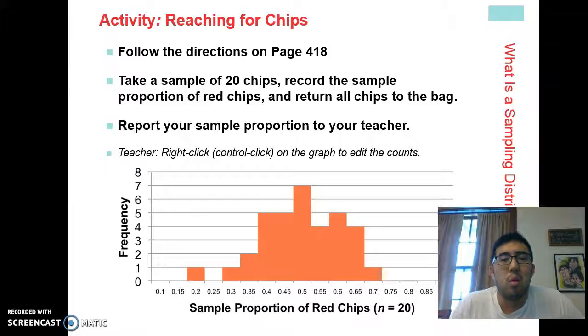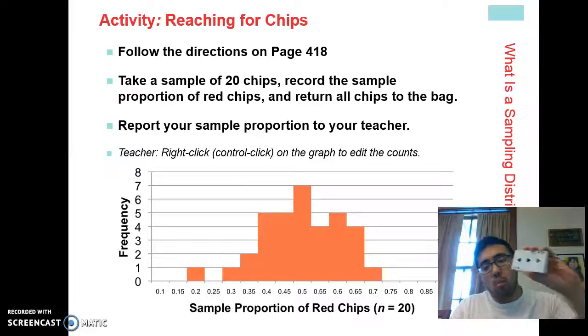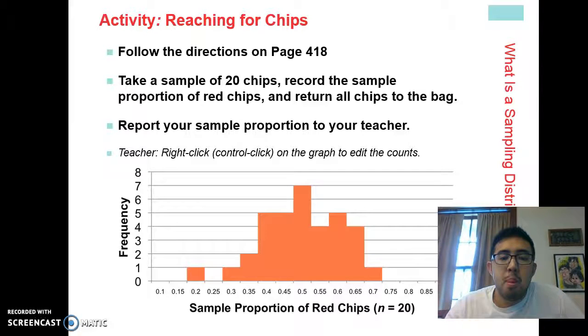Now this is something that we would normally do in class, but I did it with cards instead of with chips. Normally, we would take a bucket of chips that has a certain number of red and a certain number of blue, and you would grab 20 chips and tell me what proportion are red or what proportion are blue. In this case, it would be red versus black.